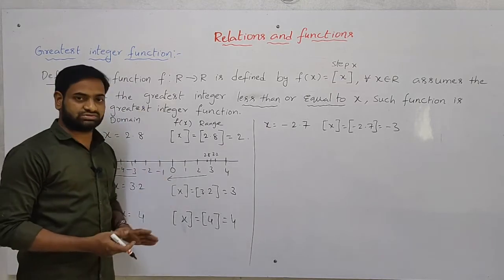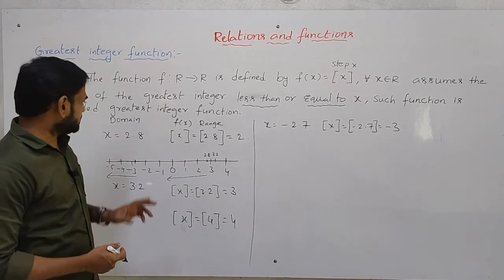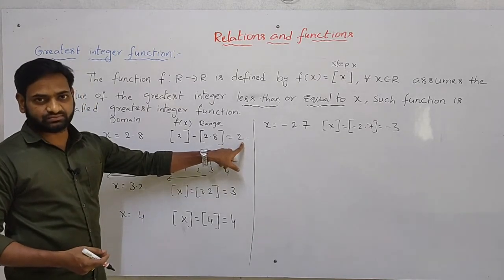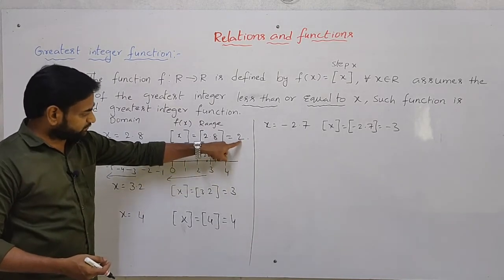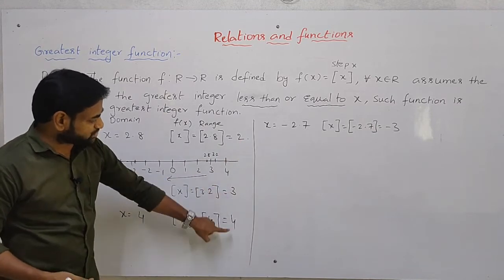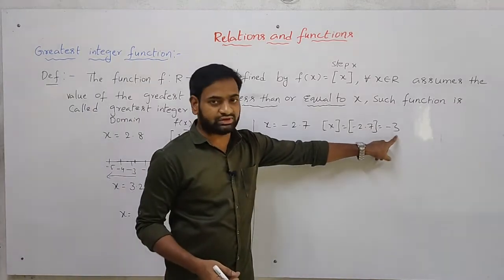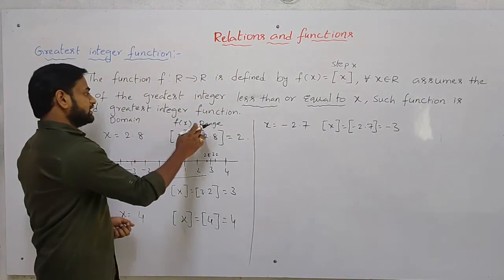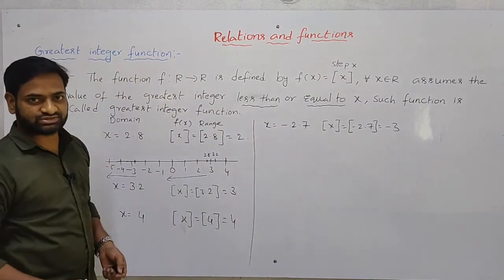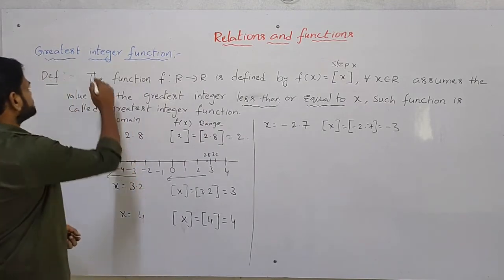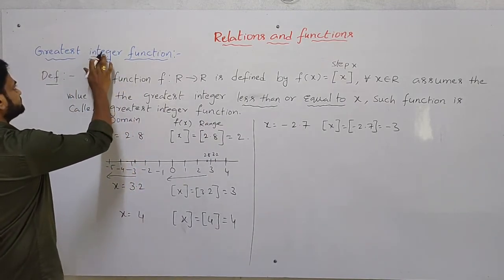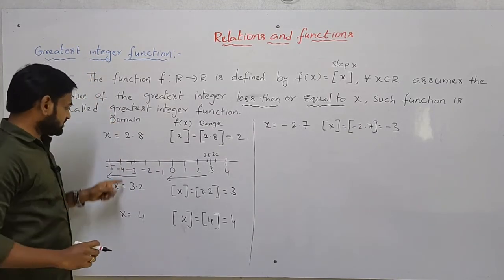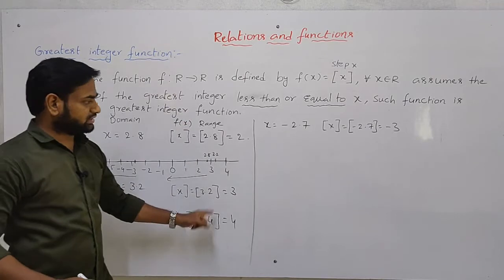Now what about the range? See here, if I take a decimal value, you will get exactly an integer. Everywhere you will get an integer only. So that's why range is integers. So domain is real numbers and range is integers.